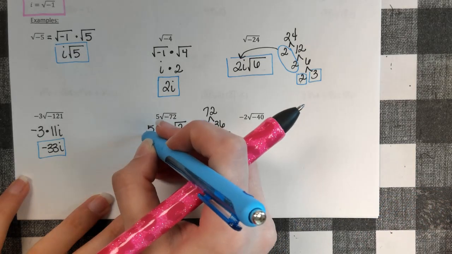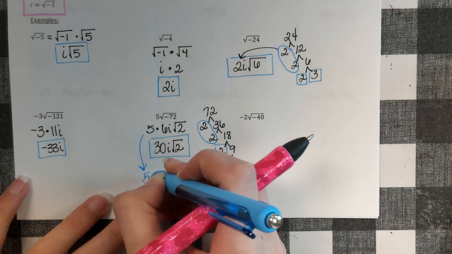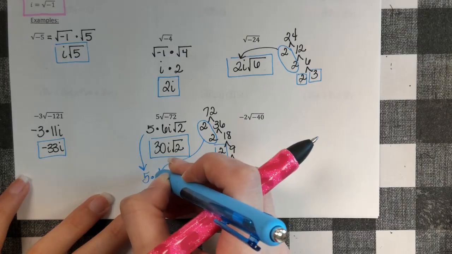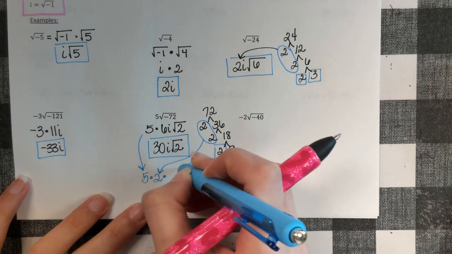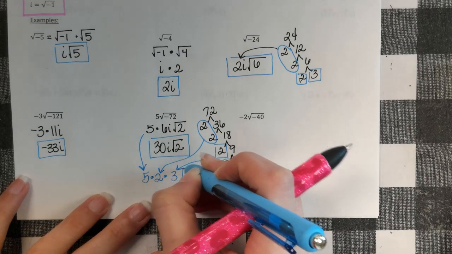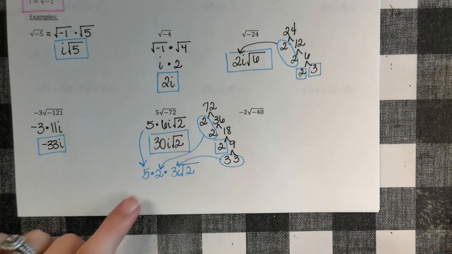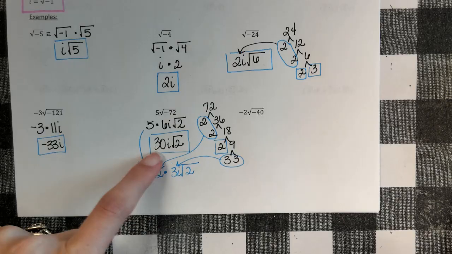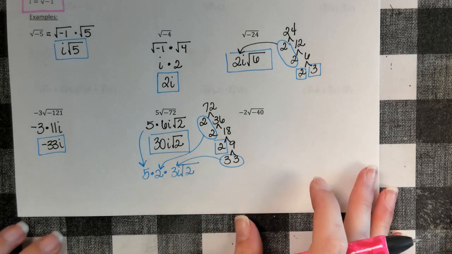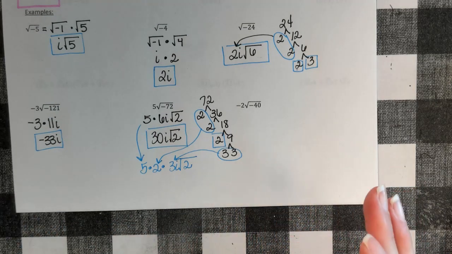So it gives you the 5 that you started with, the 2 that you come up with, and the 3 you come up with, and then your i square root of 2. So there's your 5 times 2 times 3 to give you your 30. Okay? Does that make it better?